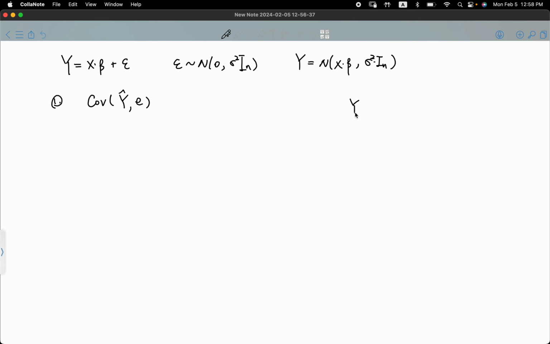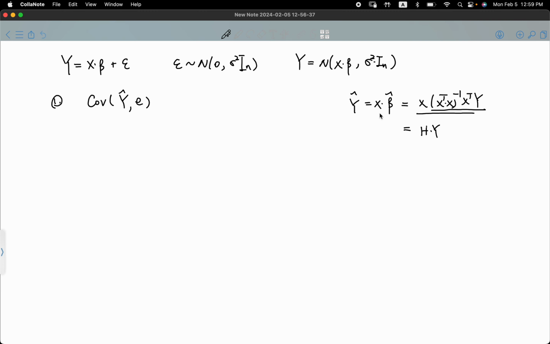y hat is essentially x multiplied by beta hat. This is x multiplied by x transpose x inverse x transpose y, the solution that we found from the previous discussion. Now we are going to group these parts and define them as h multiplied by y. And this h is what we call the hat matrix.